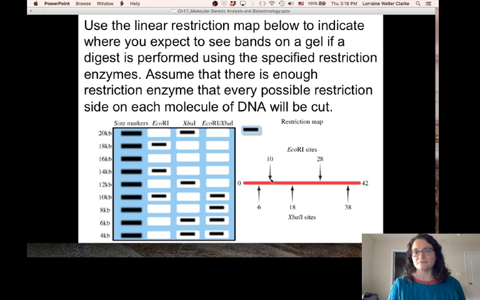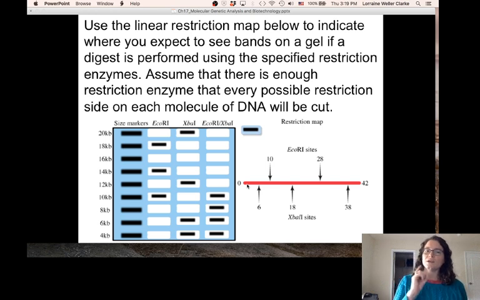10. Then you have 10 to 28, that's 18. There's your 18 right there. 28 to 42, that's 14. That's 14 right there. Okay? That is EcoR1.